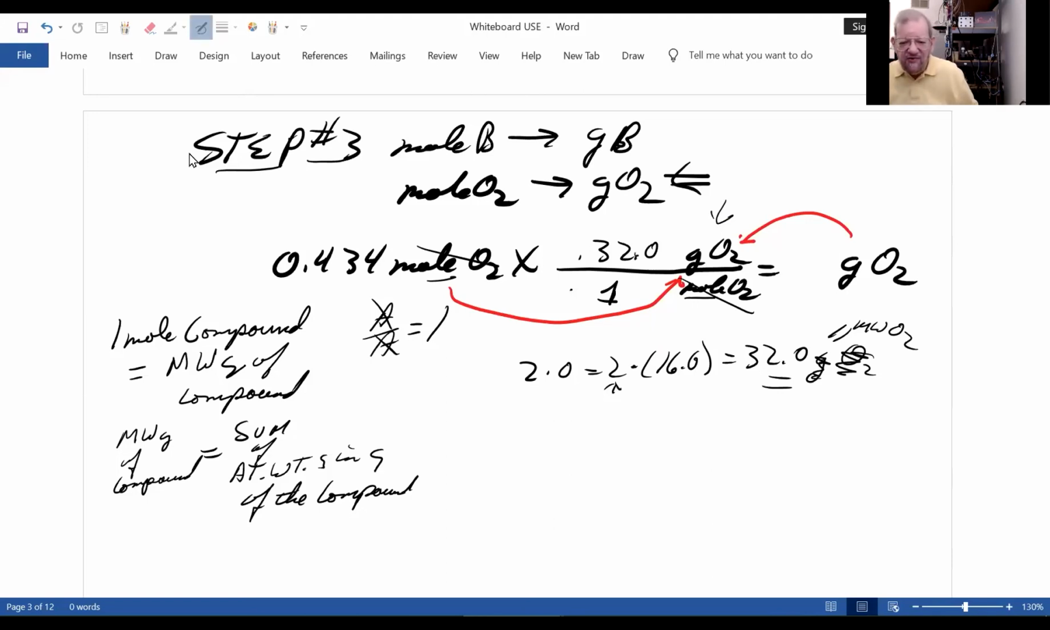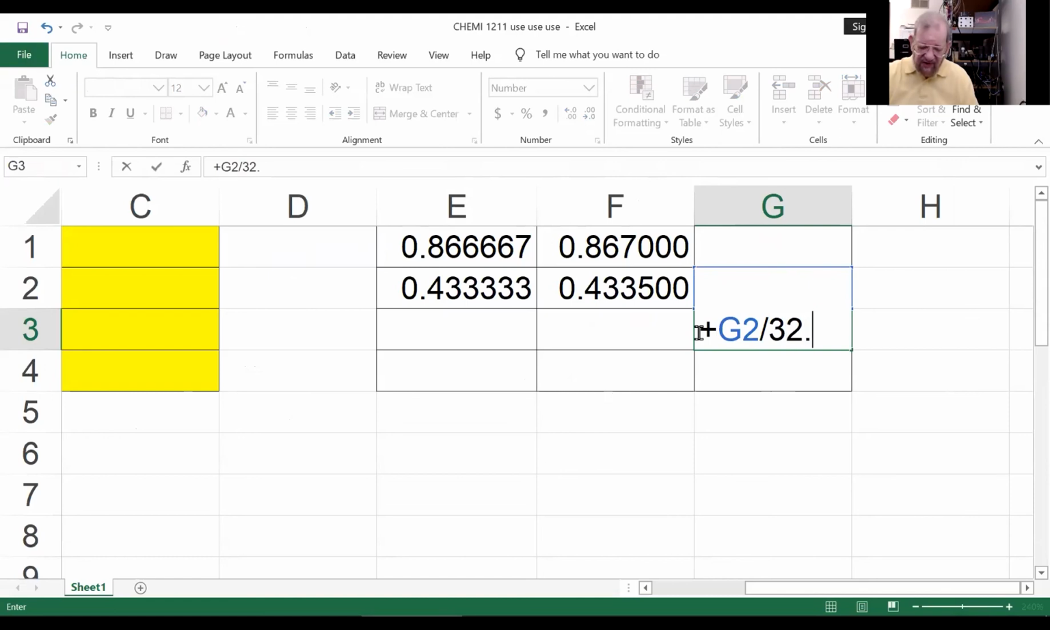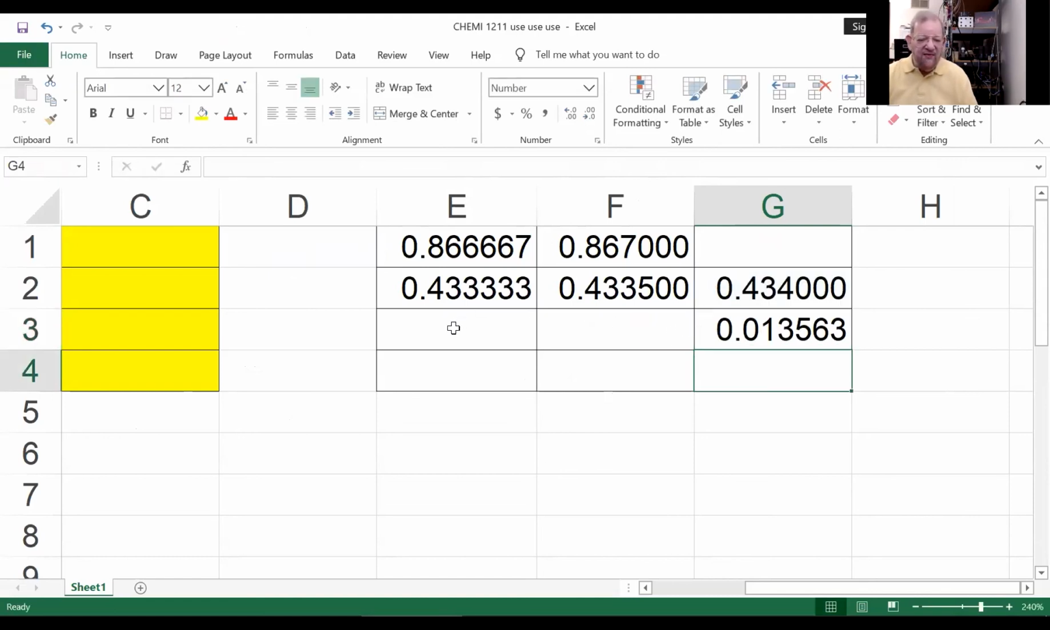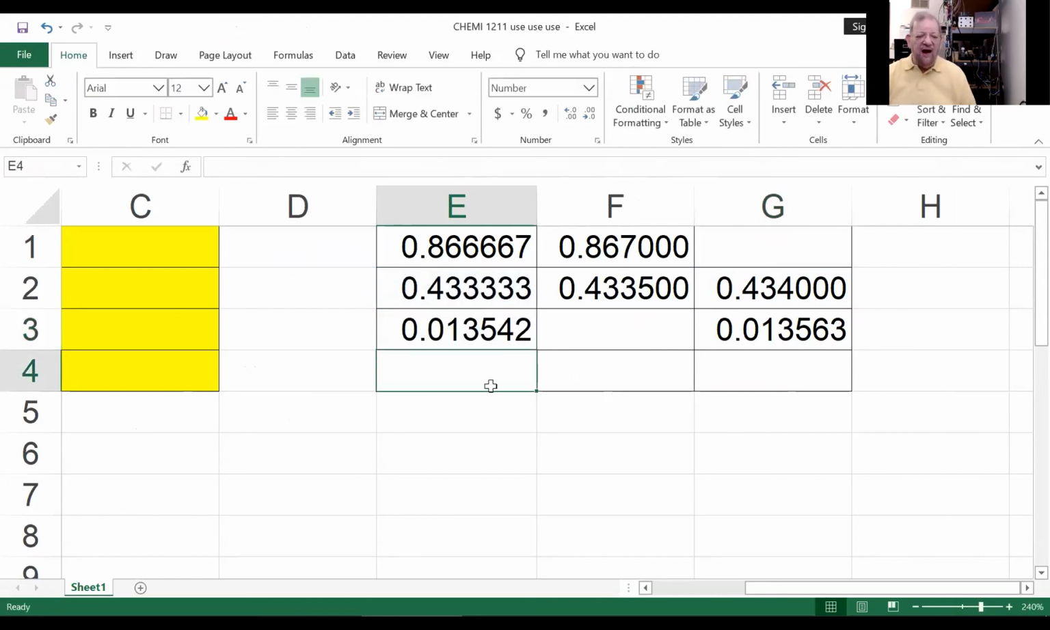By the way, this is 32.0, and this is 3 significant figures right here. I have 3, so my answer should have 3. Yes, Dr. Whiteson is right. So I'm going to take this number and divide it by 32.0. And I'll take this number and also divide it by 32.0. Now, both of these should be 3 significant figures.